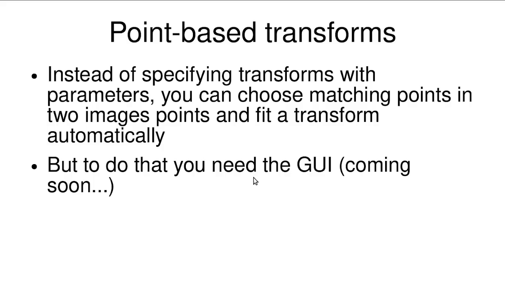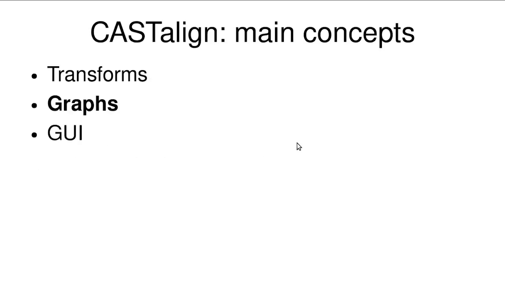So for all of these that we've seen so far, you have to manually specify the points and the parameters that you want. You can also use CASTalign to learn these transforms from pairs of images, and that's what we'll be doing a lot more in the second half. You'll need the graphical interface to do this, so I'll explain that a bit more later, because you have to use the graphical interface to select the different points. You select the points in image A and the points in image B that you want to correspond to each other, and through these pairs of points, you can learn a transform. Okay, so this is transforms.